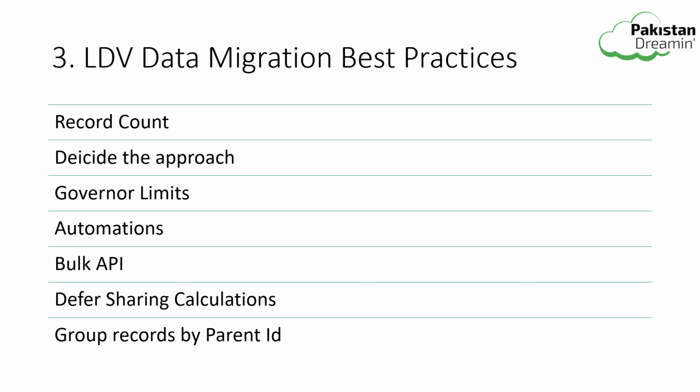Turn off all the automation so that the data migration will be faster. And you can make use of bulk API and defer the sharing calculations to complete the data migration faster. You can recalculate the sharing once the data migration is complete. Make sure to group the records by parent ID, which will also help to complete the data migration faster.